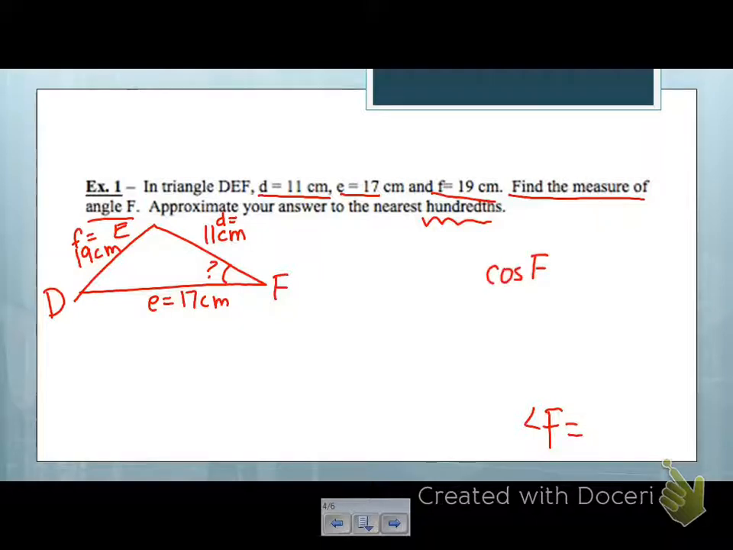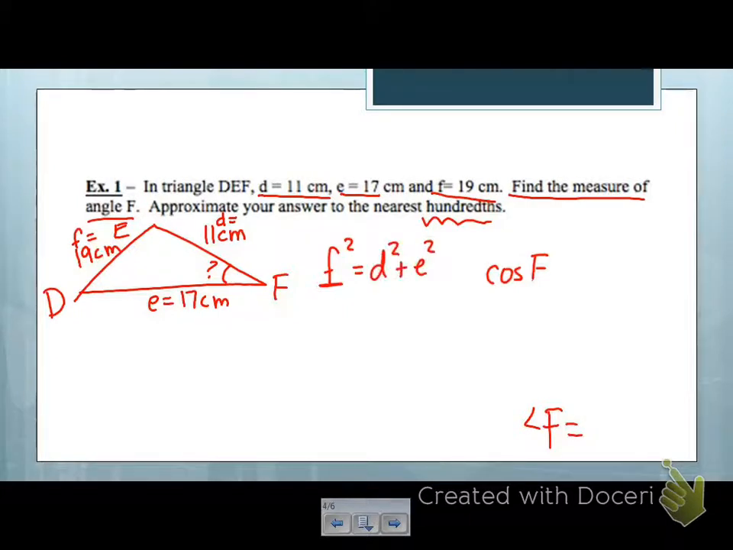Well, I want cosine of angle F. So I'm going to have my beginning amount be side length F. The key is that this angle has to match with the side length that it's across. So I have equals, well, the other two lengths are D and E.